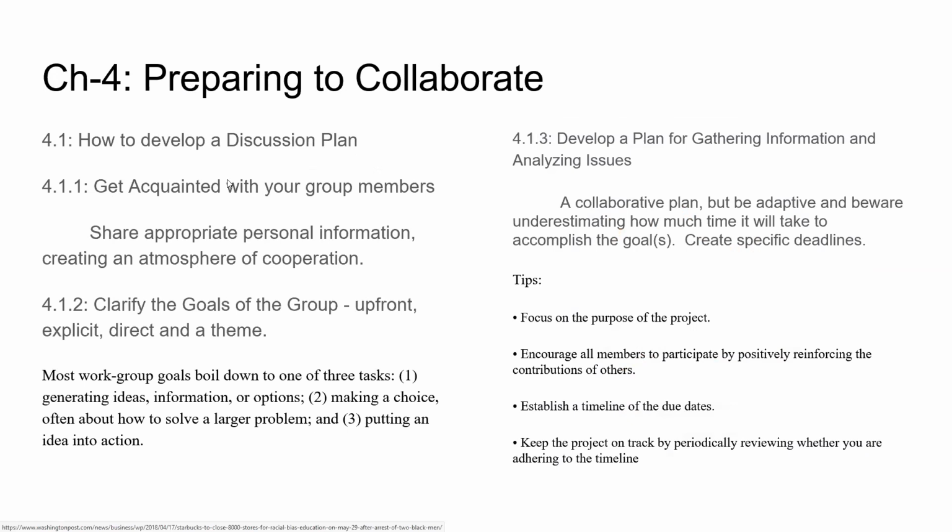So 4.1.1 is about getting acquainted with your group members. Share appropriate personal information, creating an atmosphere of cooperation. So the first meeting that we have, like in Zoom or face-to-face, maybe we can all figure out, hey, we all live in San Jose, we can meet at this boba place or at Starbucks or whatever. And get acquainted with each other. Just do a little bonding. And again, share appropriate personal information.